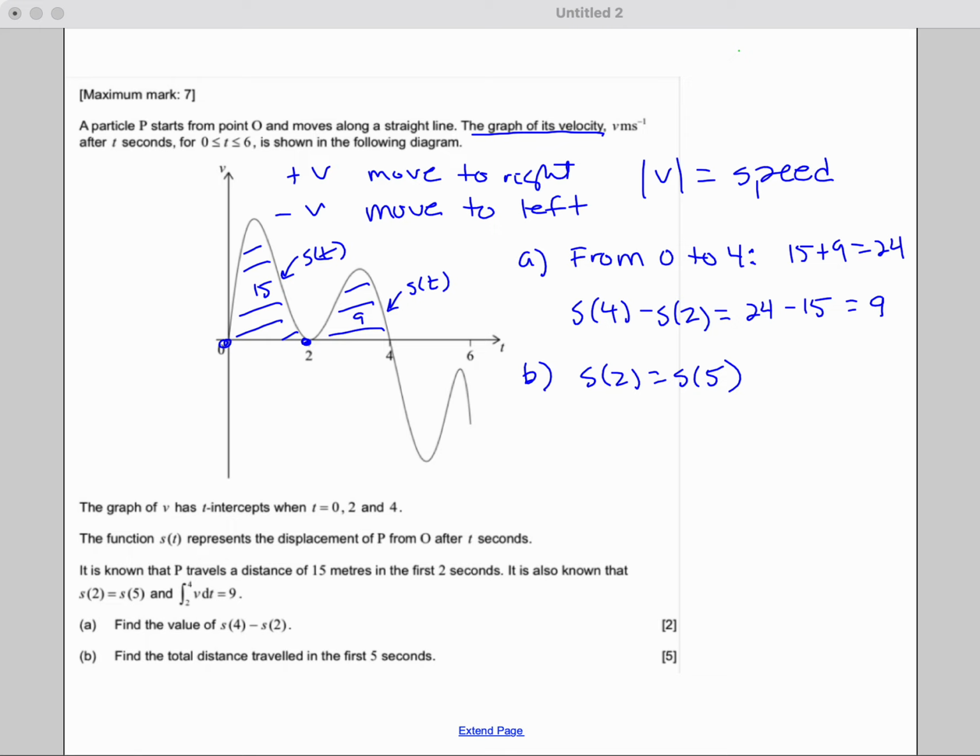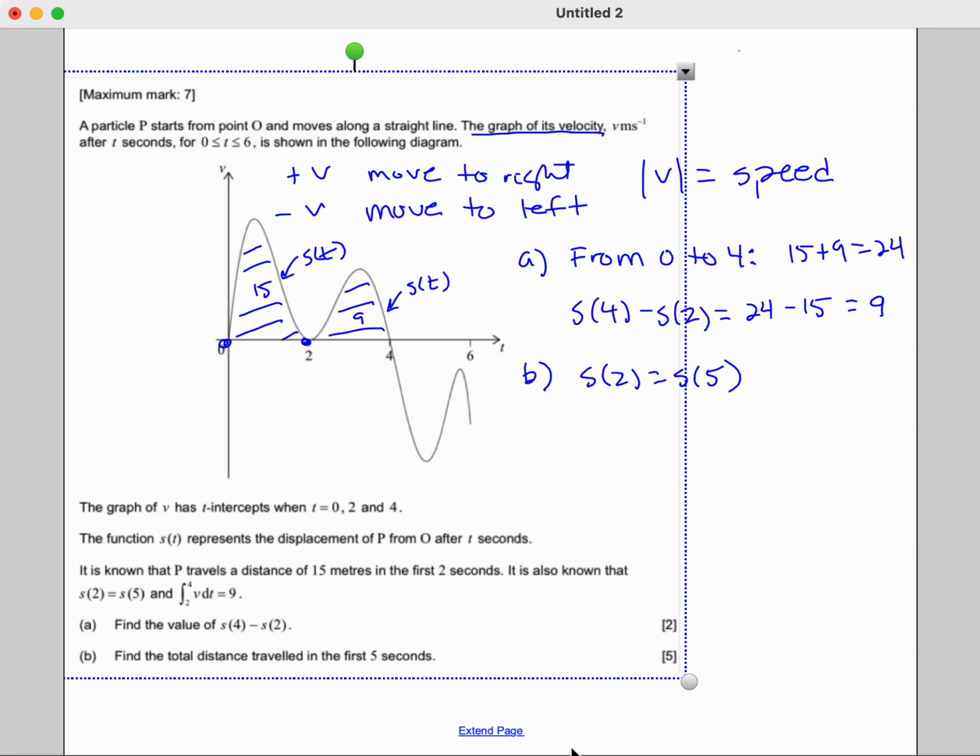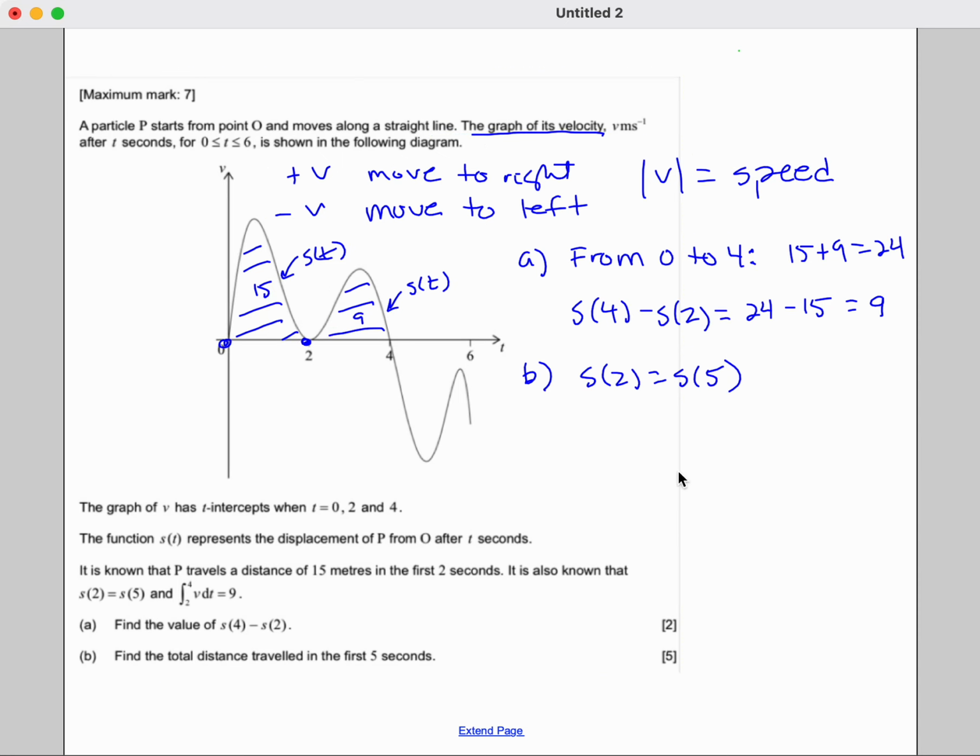So we got to part B. And for part B, I'm going to do what's called a motion diagram, because they're asking us to find the total distance traveled. And a motion diagram will help us do that. And it just looks like this. Oops, not like that. I need a pen. Okay, so it looks like this.